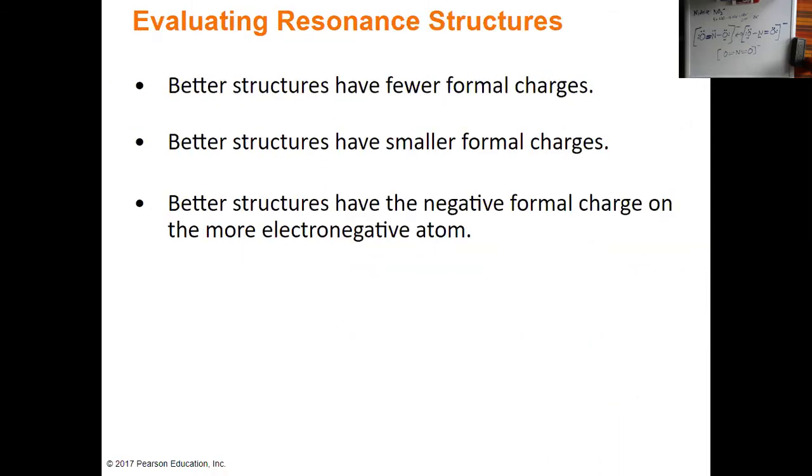When you're trying to evaluate the difference between 2 structures, you should know that the better structures have fewer formal charges.